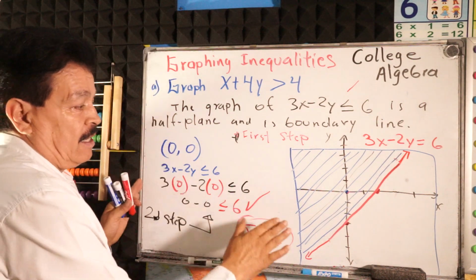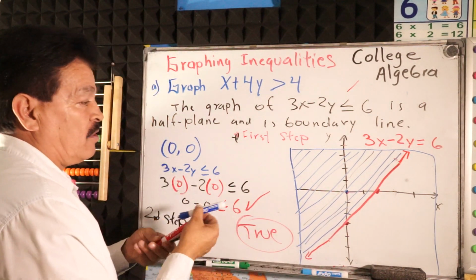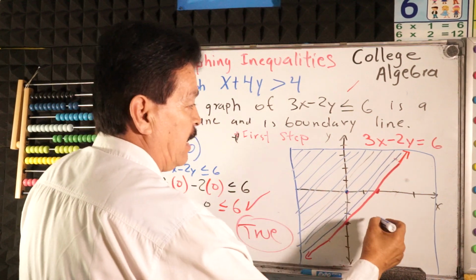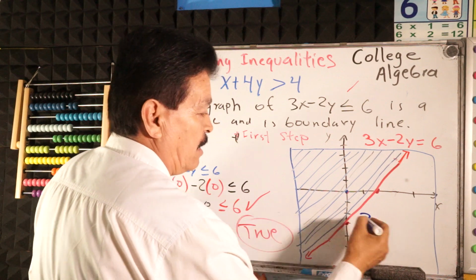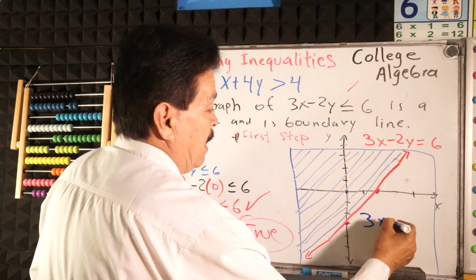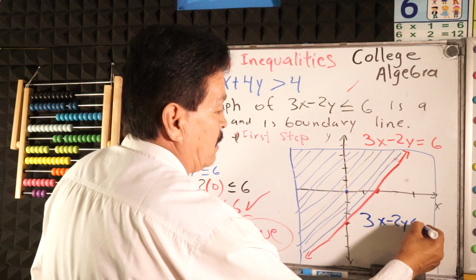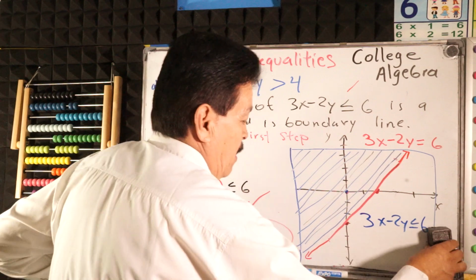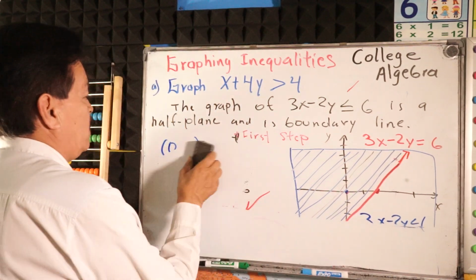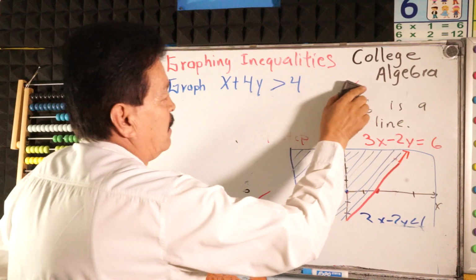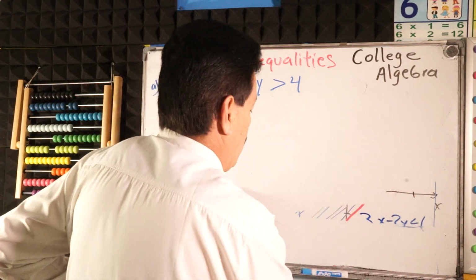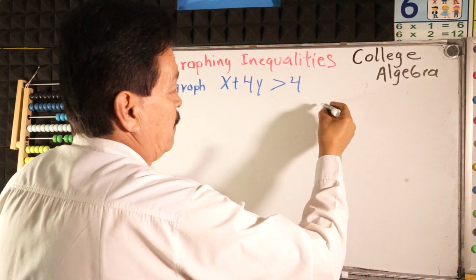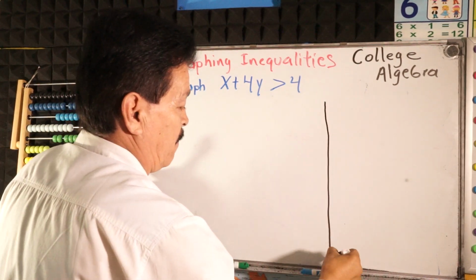All right. So this graph is 3x minus 2y less than or equal to 6. Okay, this is our graph. But this is an example. All right, let's try to solve. It's a very simple problem. After this, it's easy for you to graph this inequality. Just make the graph right here.